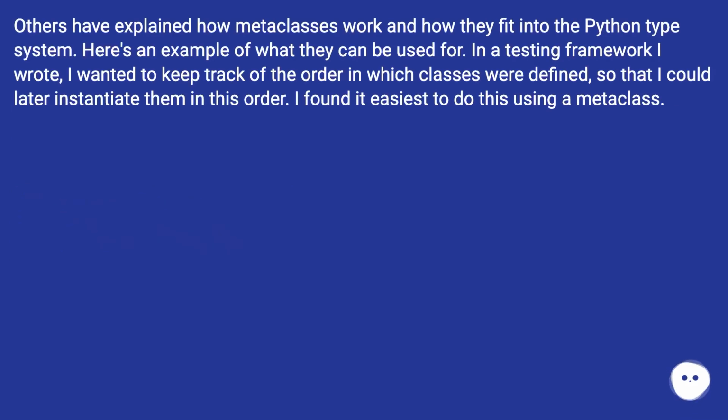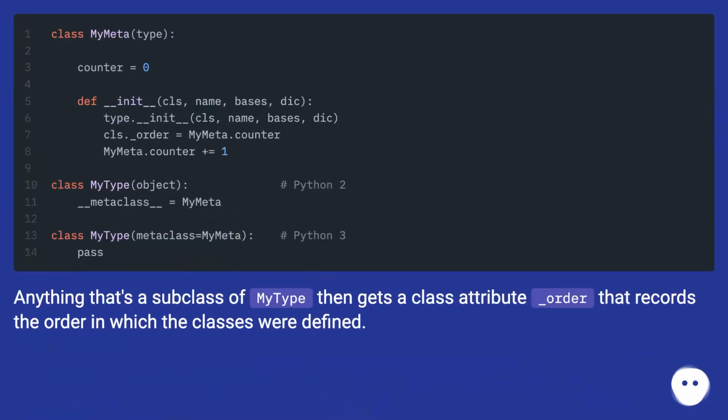Others have explained how metaclasses work and how they fit into the Python type system. Here's an example of what they can be used for. In a testing framework I wrote, I wanted to keep track of the order in which classes were defined, so that I could later instantiate them in this order. I found it easiest to do this using a metaclass. Anything that's a subclass of my type then gets a class attribute _order that records the order in which the classes were defined.